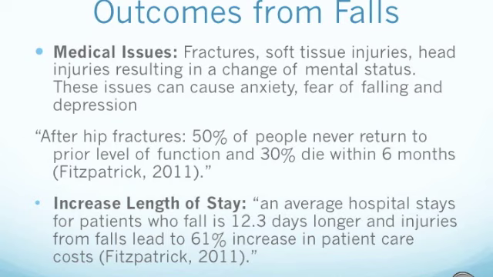After hip fractures, 50% of people never return to prior level of function, and 30% die within 6 months, according to Fitzpatrick. How do falls affect the length of stay for geriatric patients in hospital settings? Length of stay average is 12.3 days longer for patients. What additional cost is involved in geriatric falls? About 61% increase in the cost to care for this patient.